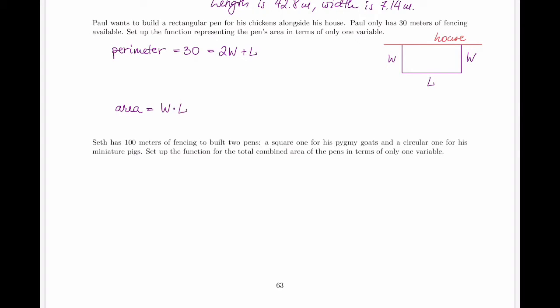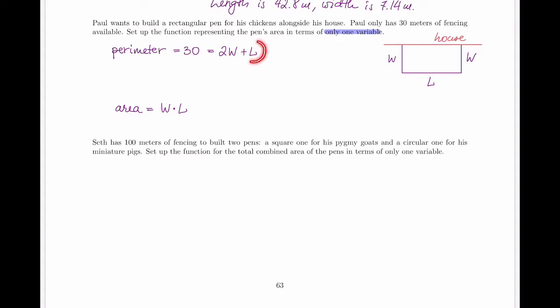Now, this is where this last constraint comes in. I have to set up a function representing the pen's area in terms of only one variable. And this is key in calculus because we can only find the maximum or minimum of the function using calculus tools if the function is written in terms of only one variable. So here I'm not quite there yet because my area function is utilizing W and L. But I can use this equation to solve for one of the variables and therefore eliminate it from the area formula. Notice that this equation is fairly simple, and I can choose to solve for either W or L with the same amount of effort.